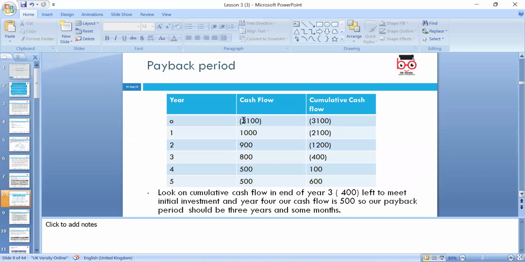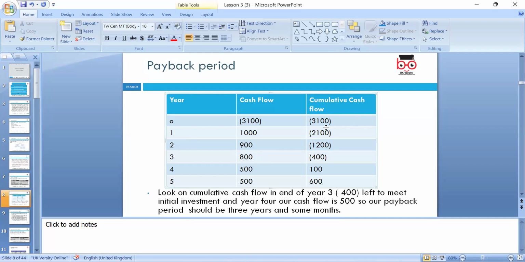So we are investing £3,100. We are getting in year one 1,000, year two 900, year three 800, year four 500. So if we add 1,000 and 900 that is 1,900, plus 800 is 2,700, plus 500 makes 3,200. So we can say this project will take 3 years plus some months to cover our £3,100.